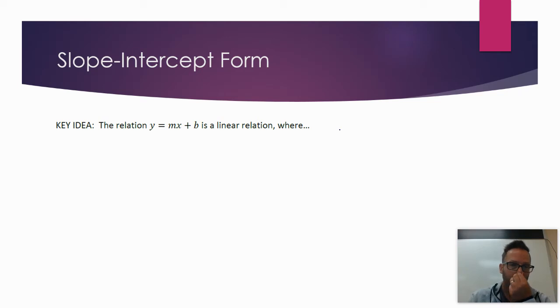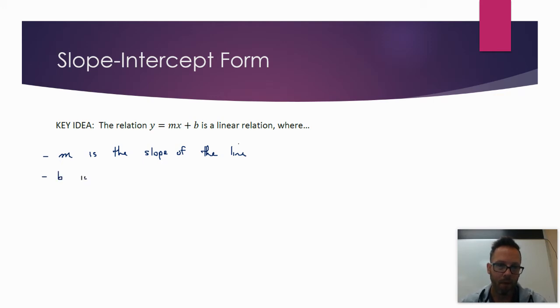So here's the key idea, summarizing what you learned in grade 9. This is called the slope-intercept form of a line. It's any relation of the form y equals some number m times x plus some number b. It's a linear relation, where m is the slope of the line, and b is the y-intercept of the line.